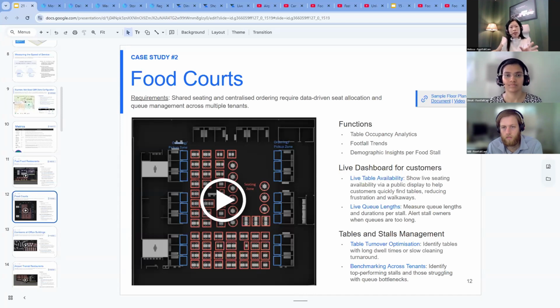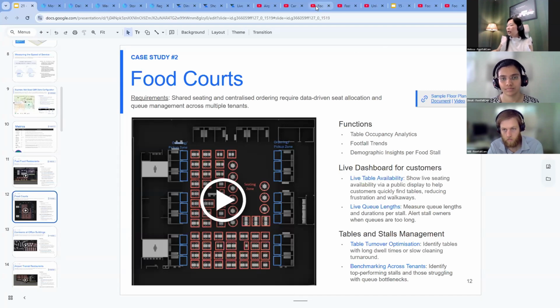So you want a live dashboard to help customers find a seat. Because if they can't find a seat, they won't even go to the store. They would just leave and go somewhere else. Unlike the fast food outlets we talked about just now, where takeaway is common, food courts are much more focused on the dining experience. Therefore, seating availability becomes very critical to the conversion.